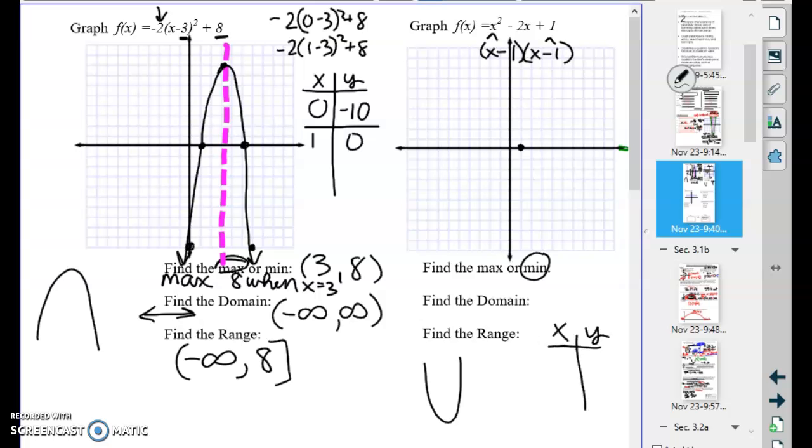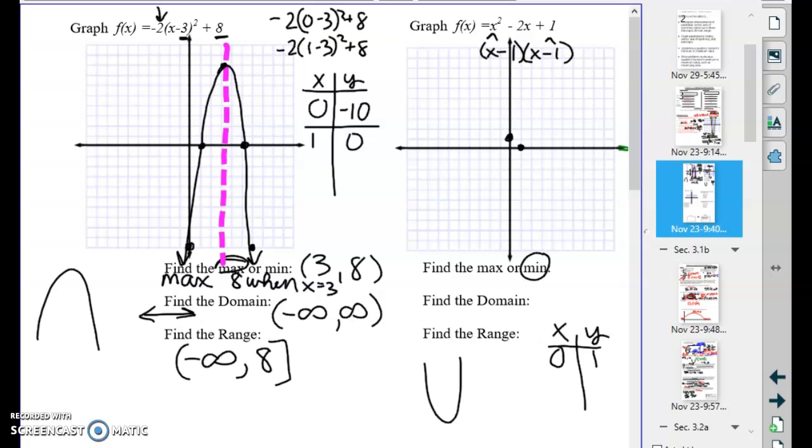We already found the x-intercept, so to find the y-intercept, set x equal to 0. Well, if I set x equal to 0 and plug that in up top, 0 squared is 0 minus 2 times 0 is 0 plus 1. Okay, so 0, 1. No, that's not there. 0, 1 is right here.